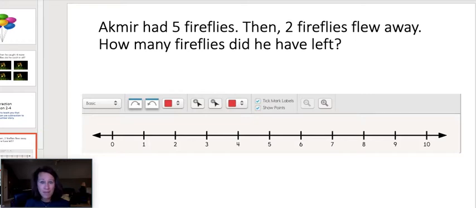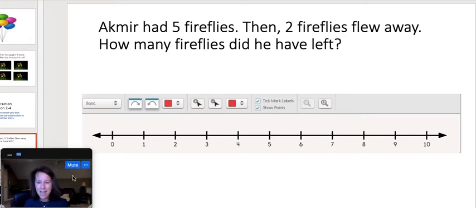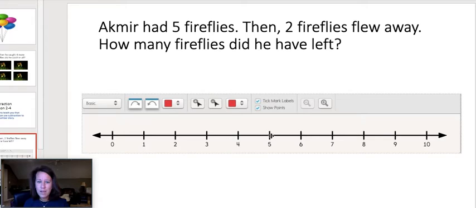Akmir had 5 fireflies, kind of like before. Then 2 fireflies flew away. How many did he have left? So looking at the number line, if 2 left, would we go up and say 7 were left? Does that make sense? Why not?